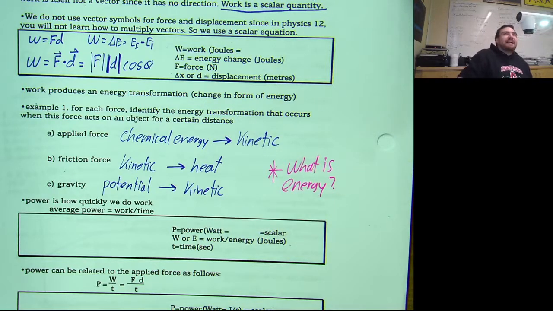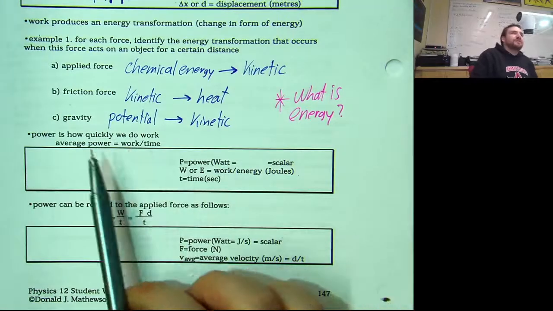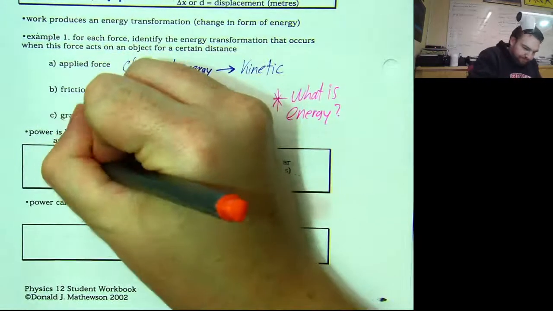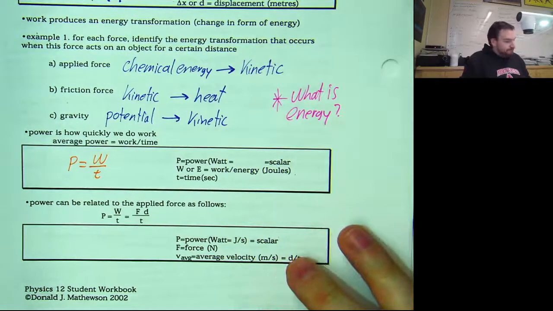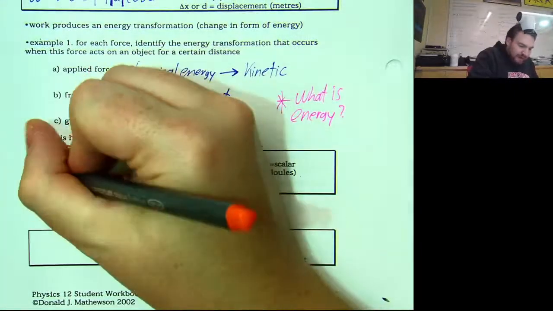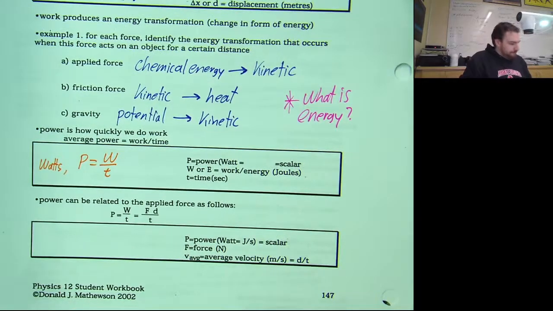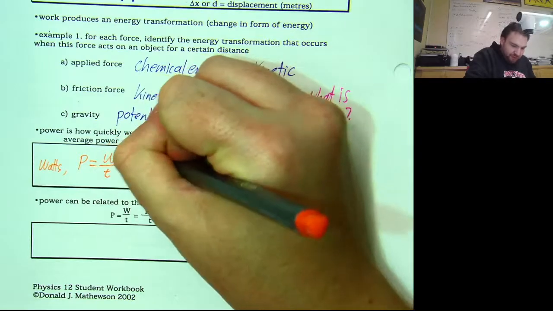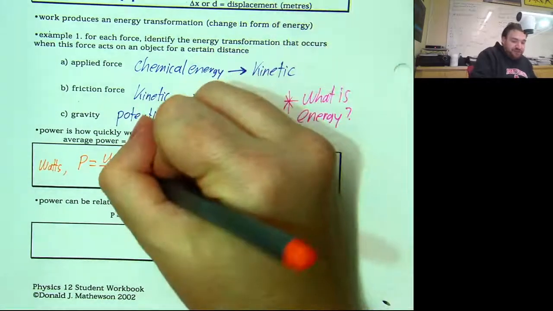Okay? So having that kind of in the back of your head, what energy is is an interesting concept. Power is how quickly we do work. Jumping over now to power. Average power equals work over time. So power equals work divided by time. Power is measured in watts. If we look at it, work is measured in joules, time is measured in seconds. So we can see that a watt is actually just a joule per second.